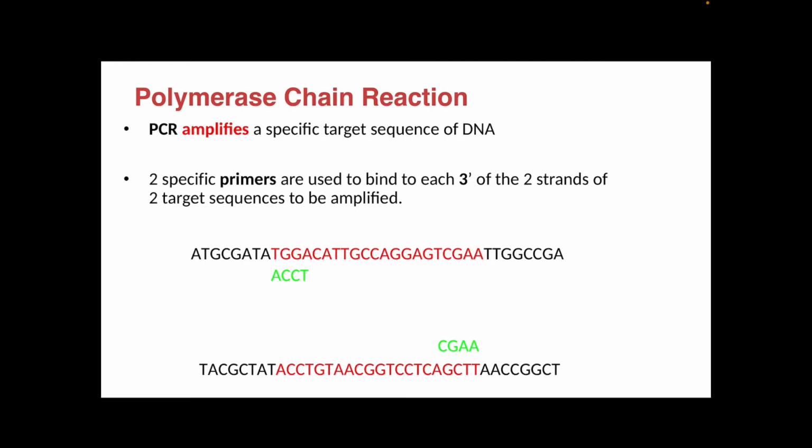Now note the 2 primers are different. That's because the 3 end of the top strand is different from the 3 end of the bottom strand. So in PCR, we're talking about 2 separate strands. Both of them have a different 3 end, so both of them have their own primer, and that allows both of them to be replicated.